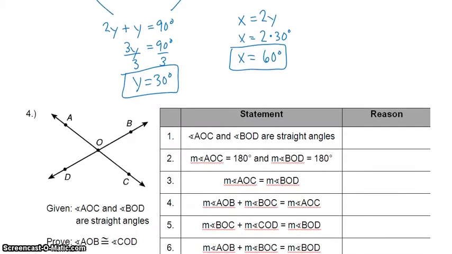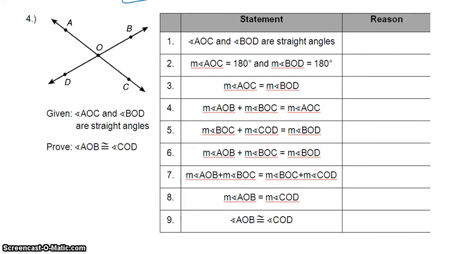The fourth example is looking at how angles relate to each other in a proof. If we look at our given, angles AOC and BOD are straight angles. These angles form straight lines. We need to prove that angle AOB is congruent to angle COD. If you look, these two angles are vertical to each other. So in essence, this proof proves that vertical angles are congruent.